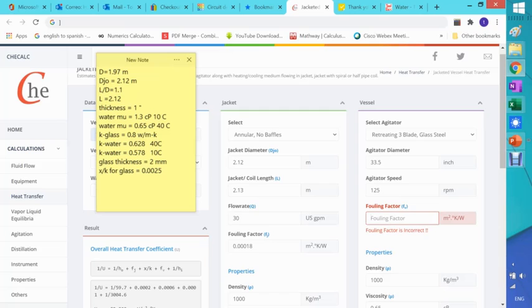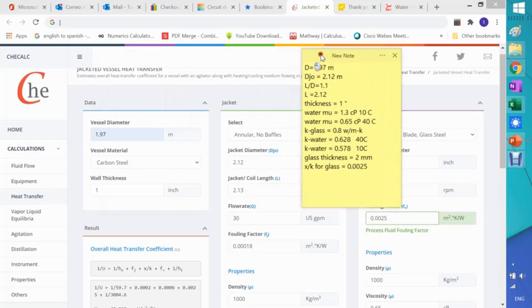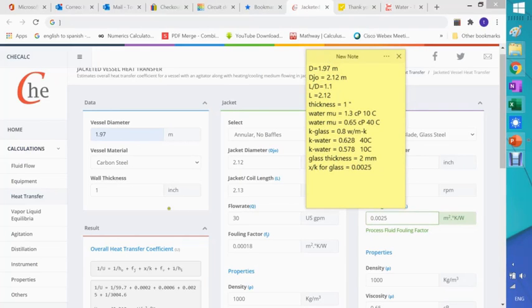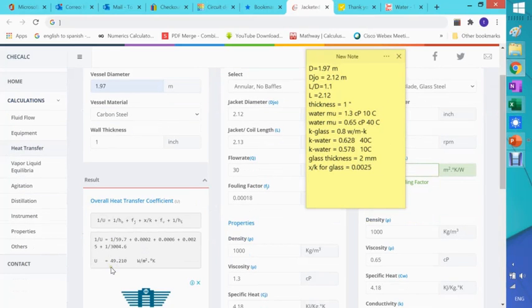So in that case, just put the right number here. I think that I have it here, X over K for glass, that would be 0.0025, and that's the correction factor for the glass lining that I have. So it's like adding another of these the way it is. So I pretty much got everything here, and that will eventually add up to a final value of about 49 watts per meter square Kelvin, which is, I would say, kind of low. It's not bad, but it's low.